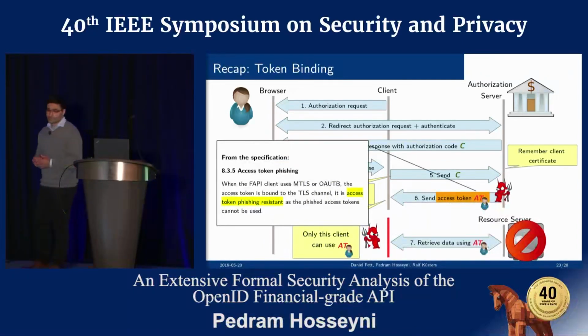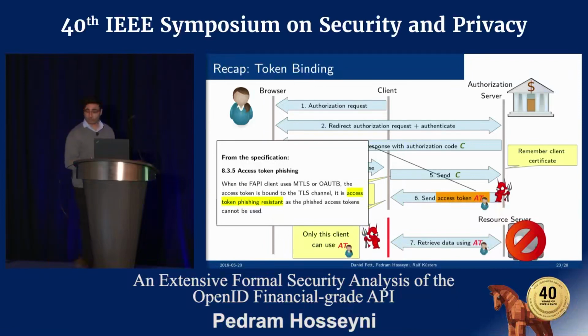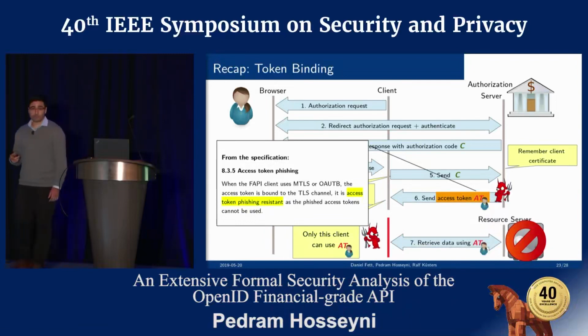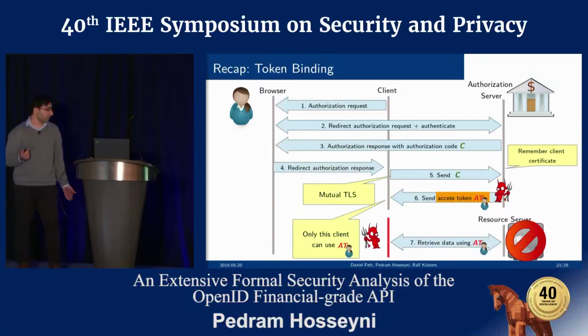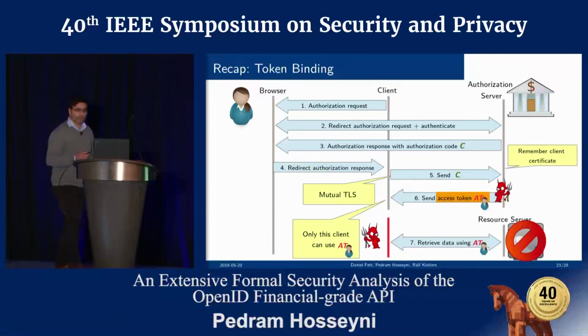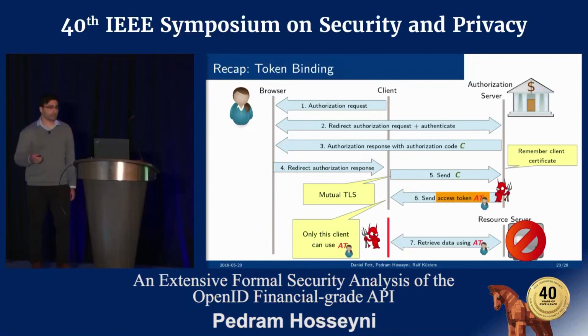It essentially says, well, when the financial grade API client uses mutual TLS or OAuth token binding, an access token is phishing resistant, as the phished access tokens cannot be used. However, we will see that this is not true. It is true that the attacker cannot directly use the access token, as shown on the slide. But the attacker can use the client for using the access token by injecting it into another flow.